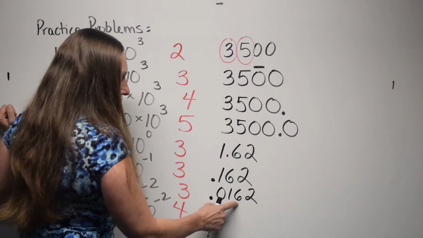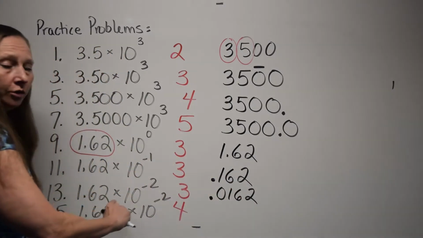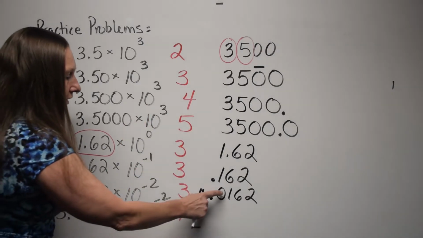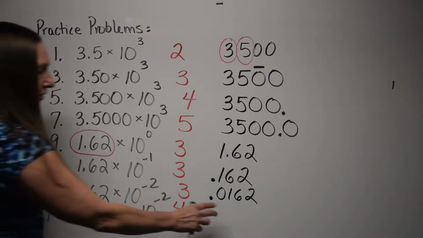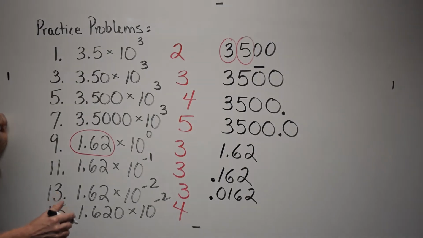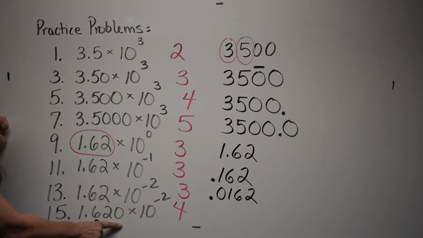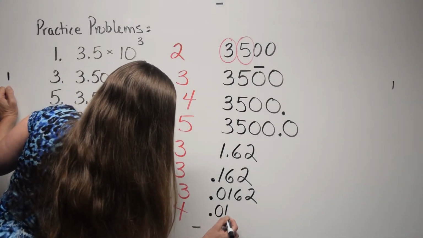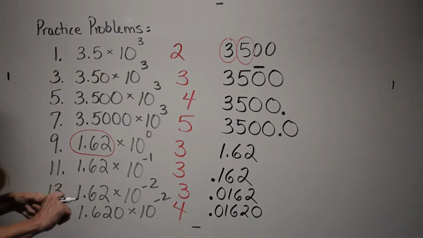Non-zeros are significant. 1, 2, 3 non-zeros. Zeros between, there are none. Zeros before the first non-zero are not significant. This 0 is not significant, which matches 3 significant figures, 1, 2, 3 significant figures. Finally here, 2 places to the left, and there's a 0 on the end that must be significant. So, right here, 1, 6, 2, and a 0 on the end that must be significant.